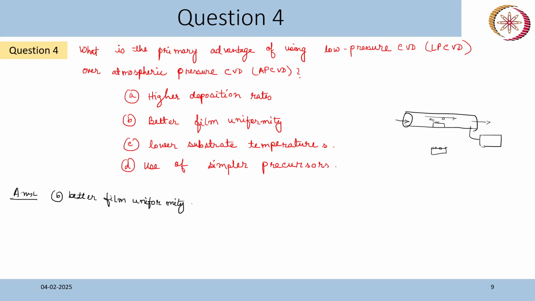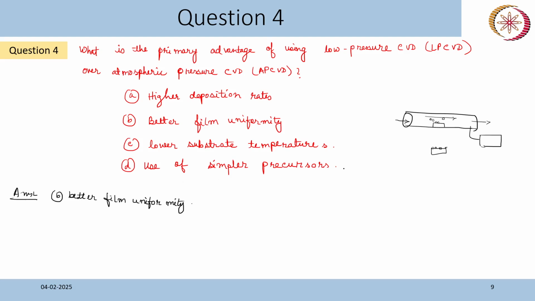Now lower substrate temperature. As I mentioned, these are normally high temperature, but if we go for other kinds of CVD techniques, say PECVD, then the temperature is typically low. Okay, so this is one advantage of PECVD, not LPCVD. And use of simpler precursor.